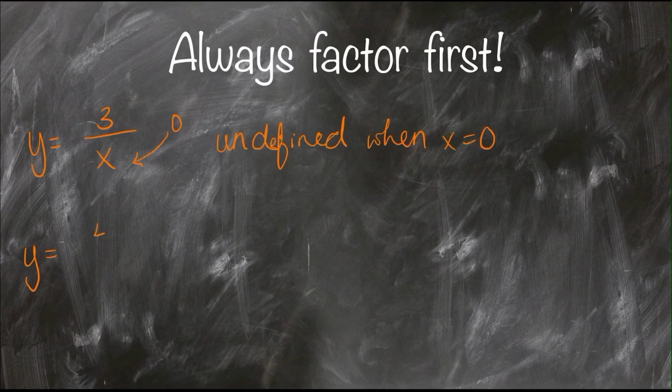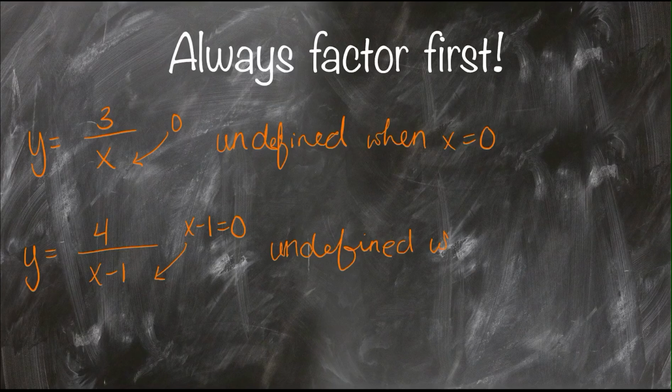Let's take a look at another one. What if I had y equals 4 over x minus 1? Well, when would this equal 0? It would be when the entire bottom equals 0, right? Well, when would that equal 0? We could add 1 to both sides, and we would see that this is undefined when x equals 1. Let's take a look at another one.